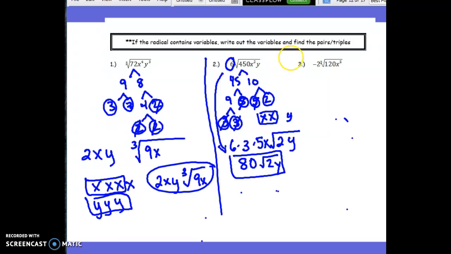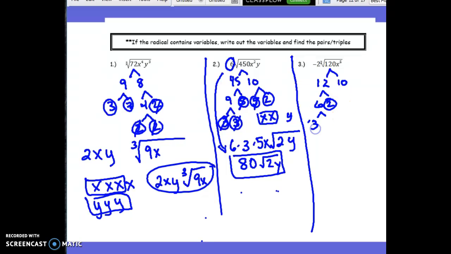Now looking at the next one, a negative 2 on the outside, and our index is 3. I'm going to look at the 120, the coefficient. I'm going to say 12 times 10. Then I've got 6 times 2. 2 is prime. Then I've got 3 times 2. Those are all prime. For 10, 5 and 2.